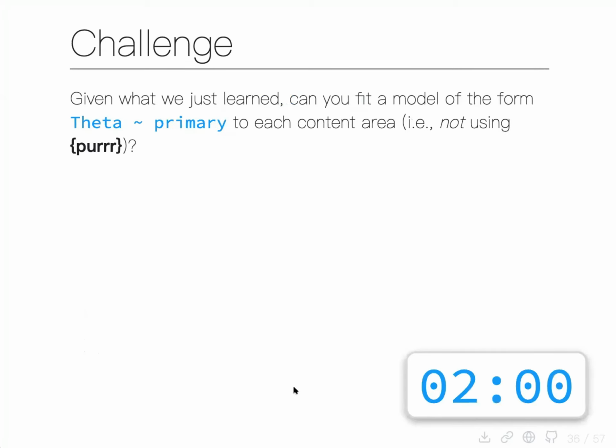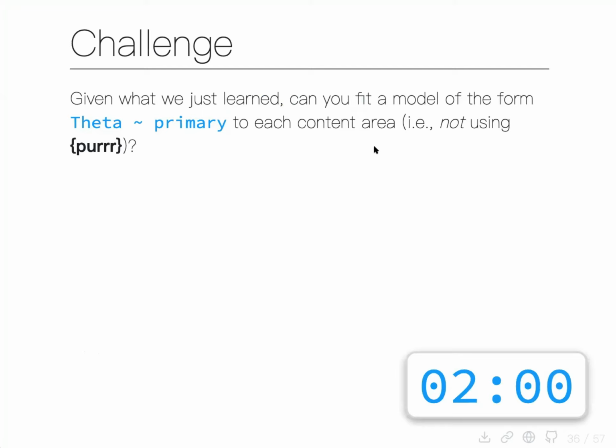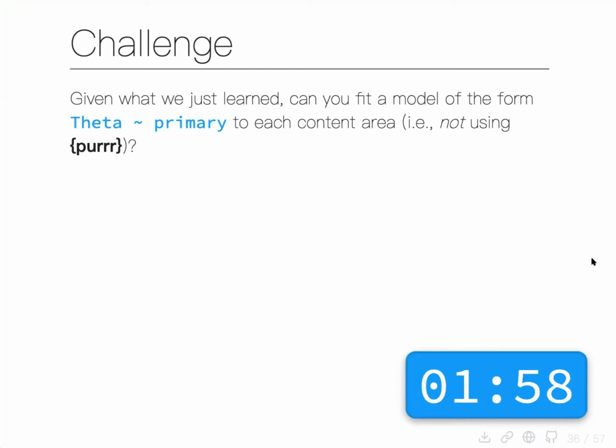So given what we just learned, what I would like you to try to do is nest by content, just like this, and then try to create a new column where you're saying theta is predicted by primary, okay? So do the same thing we've kind of done before, but you do it using this row-wise data frame that you create using nest by rather than using per. Okay, does that make sense? Go ahead and give that a try. The error messages are quite helpful, I think. So if you run into an error, do read those error messages.